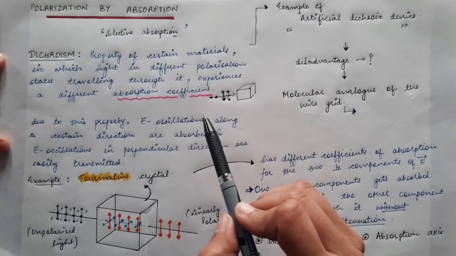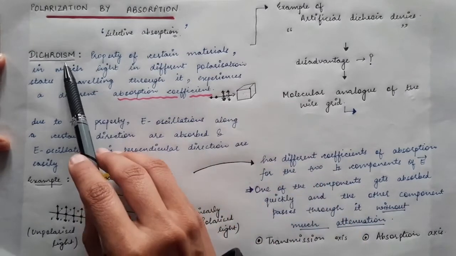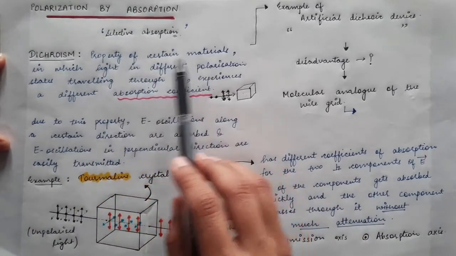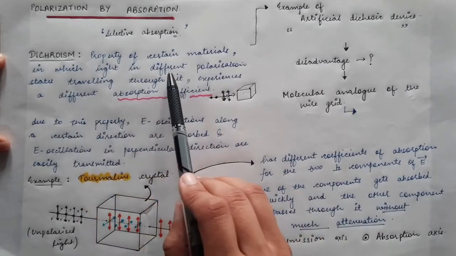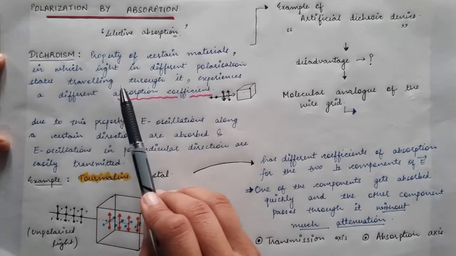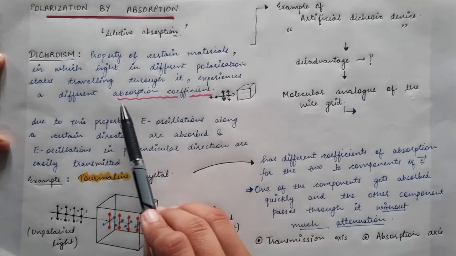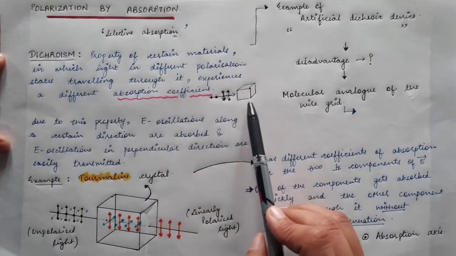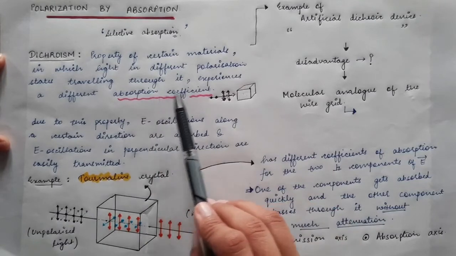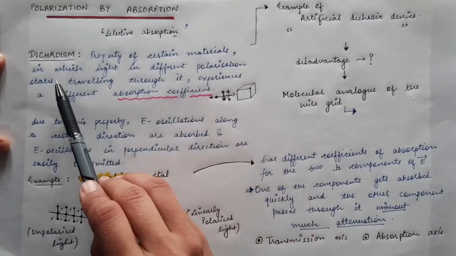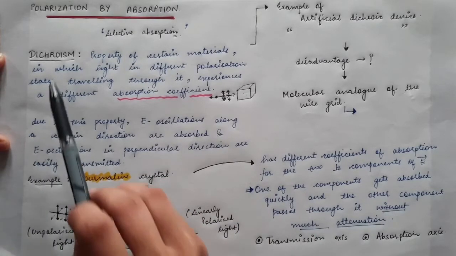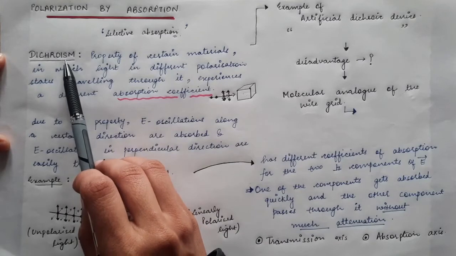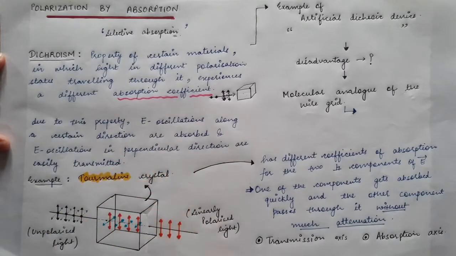So this is the dichroic property, dichroism. It is a property of certain materials in which light in different polarization states traveling through it experiences a different absorption coefficient. These materials show different absorption coefficients to different polarization states of the incident EM wave. This is the dichroism property, and we use this property of the materials to obtain polarization.